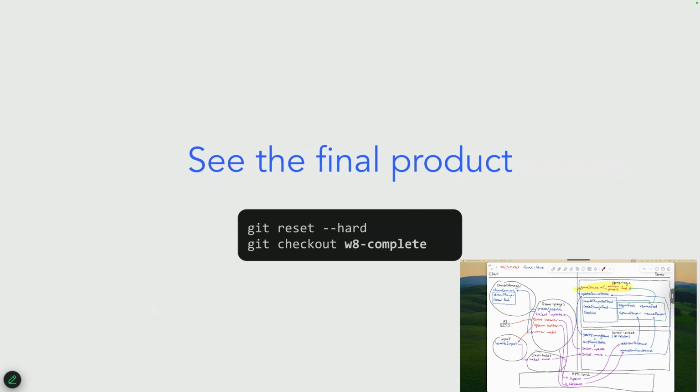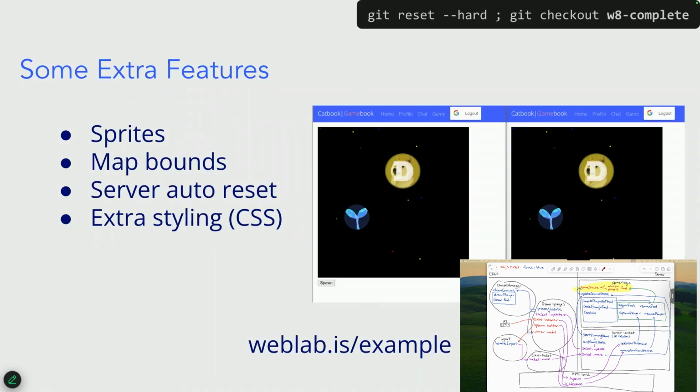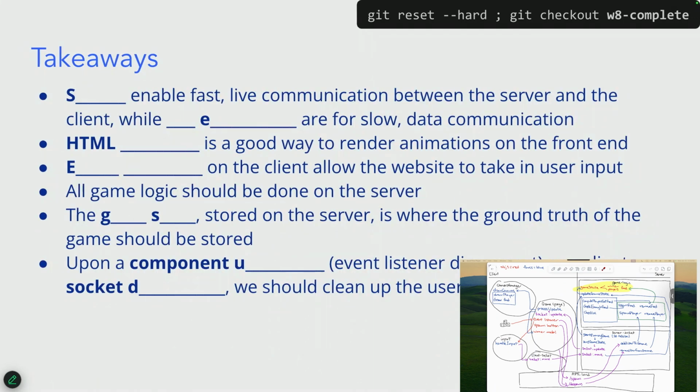If you want to see the final product, you can git reset --hard and check out WA complete. It will have all the stuff that we did here. There's a little bit more that we added. We put sprites instead of colors, so we have some pictures on the circles. We actually added some boundaries to the map. Originally, we didn't have a way to stop at the end of the screen, so we added that. There's a little bit of auto resetting on the server and some extra styling. So feel free to poke around in the code and see how some of that is done.